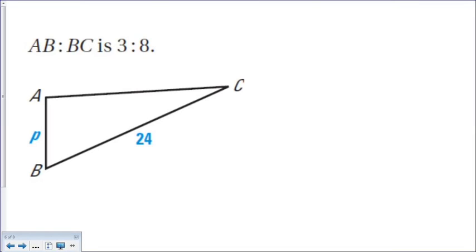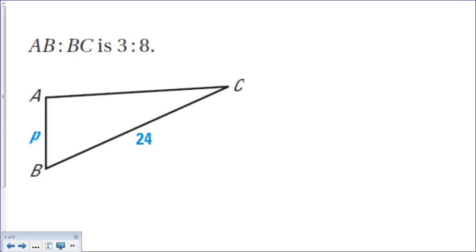All right, so this is kind of part two of proportions, and the reason why I'm talking about this is because this is how we're going to most commonly use proportions and similarity and ratios, okay? So it says AB to BC is 3 to 8, okay? So basically, whenever it puts a colon, it's a simple way of saying it's a fraction.